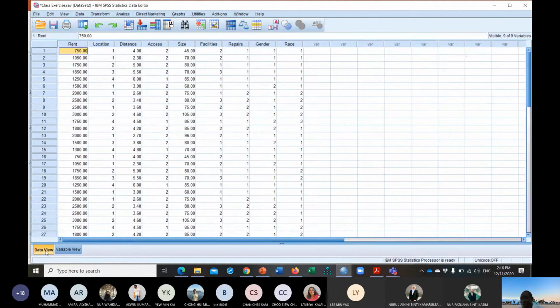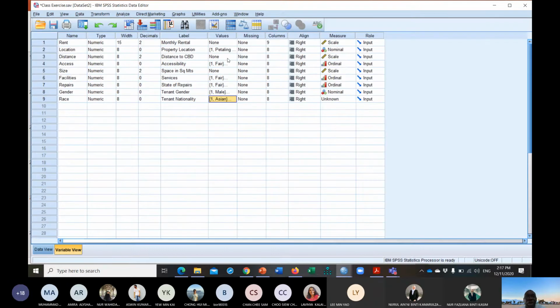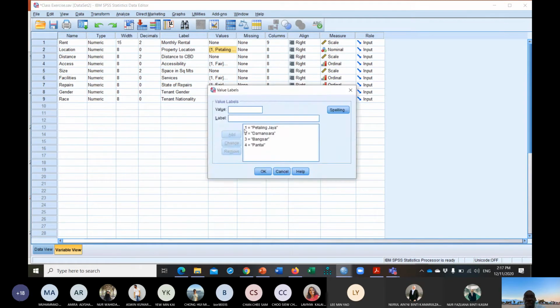Now we go to our data variable. On the data variable, for example, line 1, the rent is 750 RM. The location is number 1, so location PJ is 1. Let's look at it in the variable view. Here I say location 1 is PJ, 2 is Damansara, 3 Bangsar, and 4 Pantai. This is how I've classified my location.